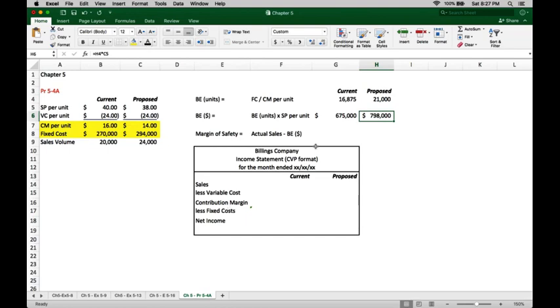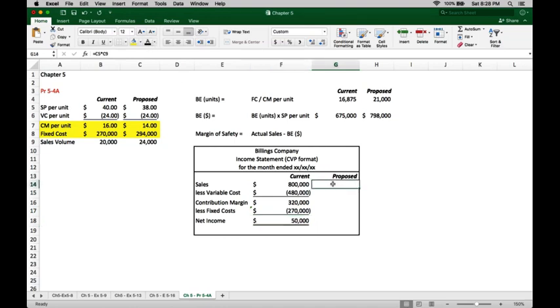So before doing that, I'm going to set up my income statement. And again, I'm doing this as current and proposed. My sales currently is going to be 800,000. That's $40 for each pair of shoes times 20,000 pairs that I sell. Variable cost is 24 times 20,000. That gives me 480,000, leaving me with a contribution margin of 320,000. My fixed costs are 270, leaving me with a net income of 50,000.